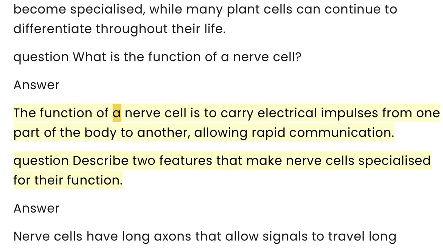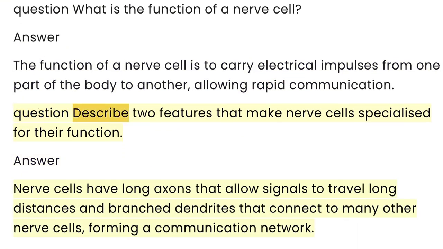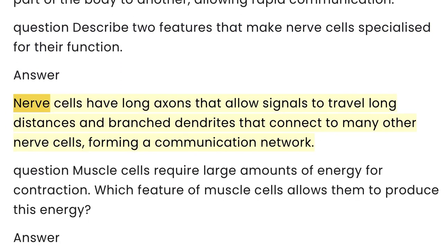Question: what is the function of a nerve cell? The function of a nerve cell is to carry electrical impulses from one part of the body to another, allowing rapid communication. Question: describe two features that make nerve cells specialized for their function. Nerve cells have long axons that allow signals to travel long distances, and branched dendrites that connect to many other nerve cells, forming a communication network.